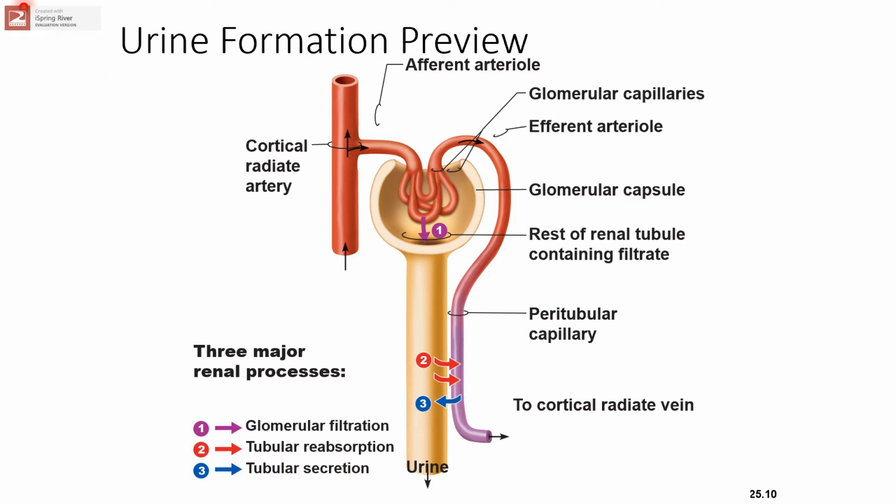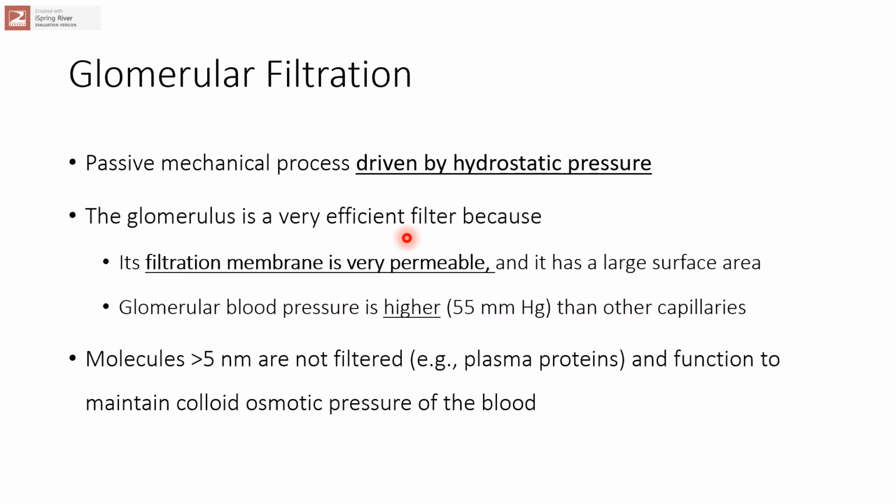So glomerular filtration is driven by hydrostatic pressure, meaning the pressure exerted by the fluids. And the other thing that affects glomerular filtration is osmotic pressure. Okay. Now the glomerulus is a very efficient filter because the membrane is really very permeable, it has a very large surface area, and the pressure in here is significantly higher than other capillaries. We'll see in a minute why.